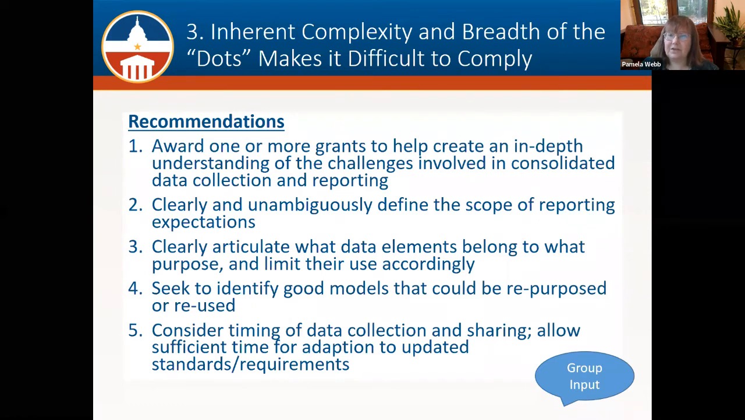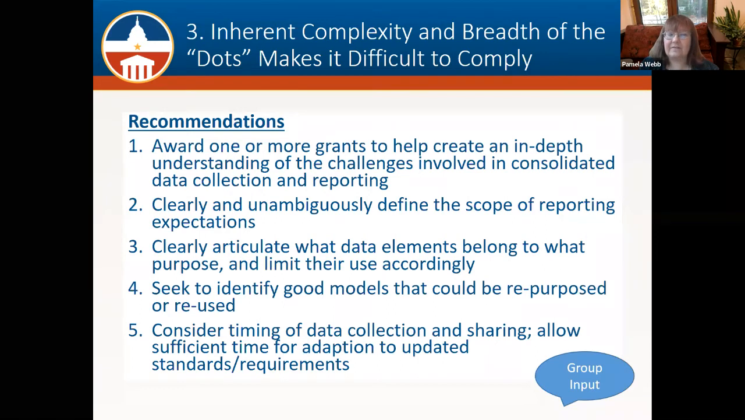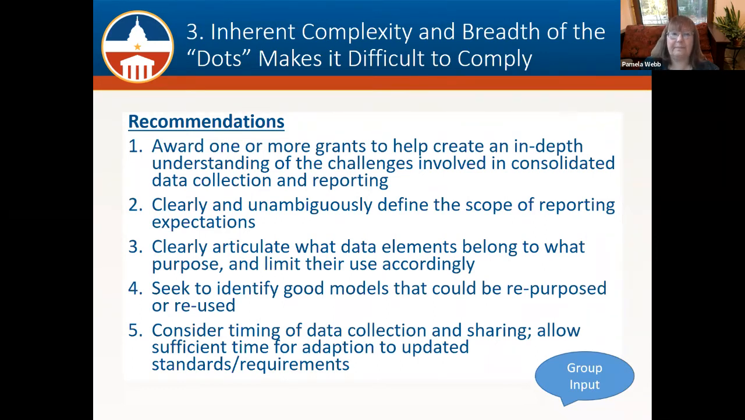So there's an issue about making sure that the timing for data is viable for all of the partners. And there's also the issue about timing of if standards are going to change, expectations are going to change, then we have to have sufficient lead time in order to be able to bring that all to bear.